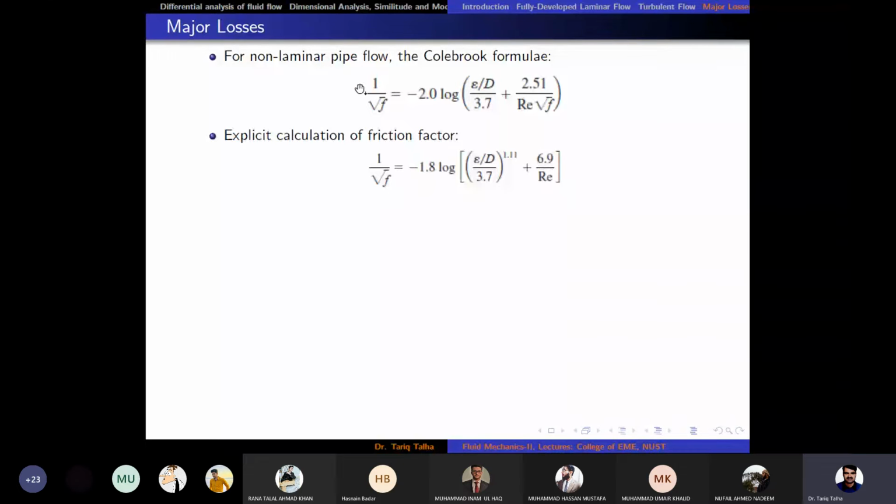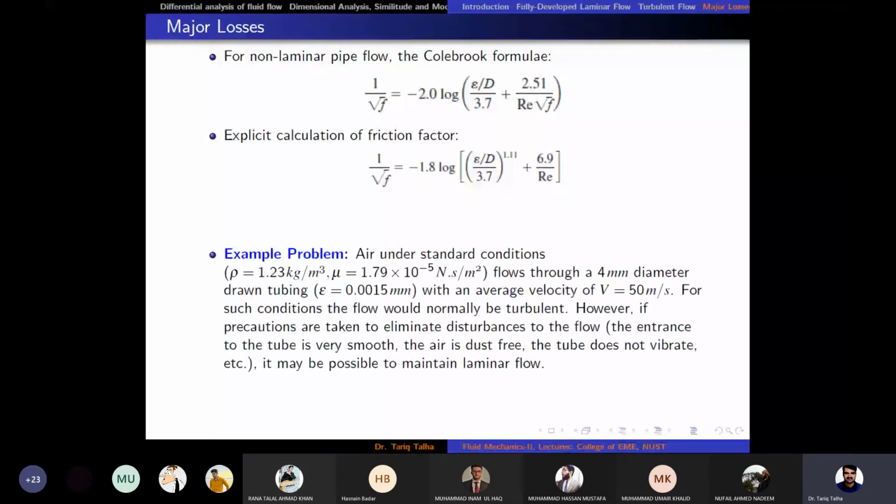But if you want a more accurate value of the friction factor, you can use the implicit formula. You don't need to memorize these formulas, as they would be available to you in the paper whenever that scenario occurs. So let's do a numerical problem to discuss the calculation of those friction factors.